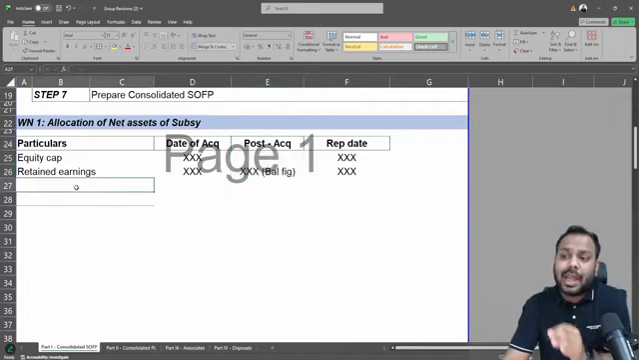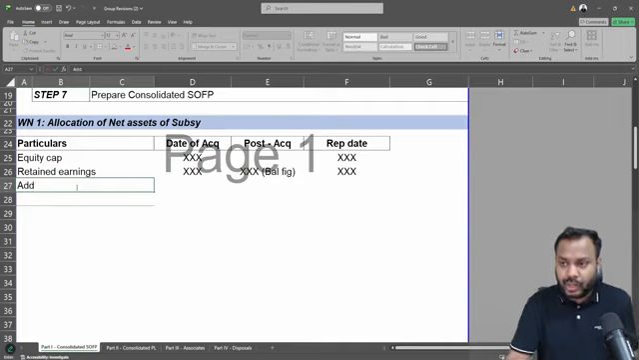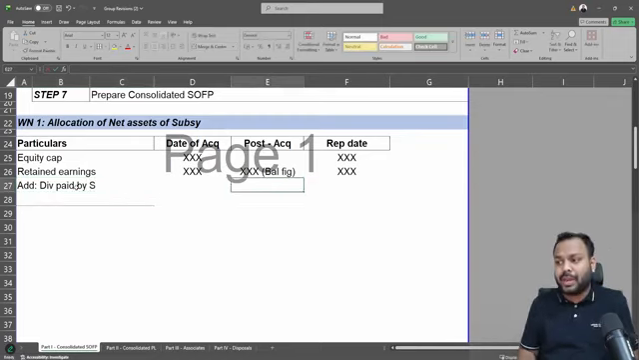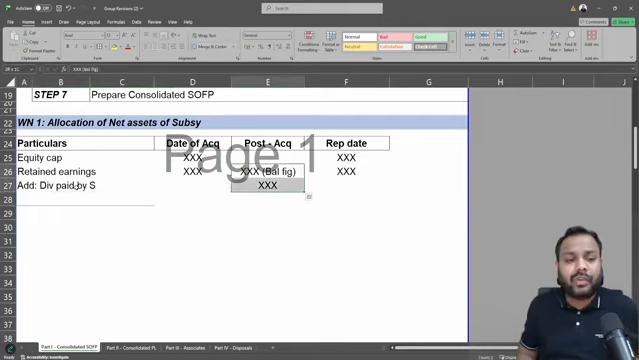To arrive at the actual figure of post acquisition profits, we need to add the dividend paid by the subsidiary. Okay, now these two cumulative will give us the amount of post acquisition profits.